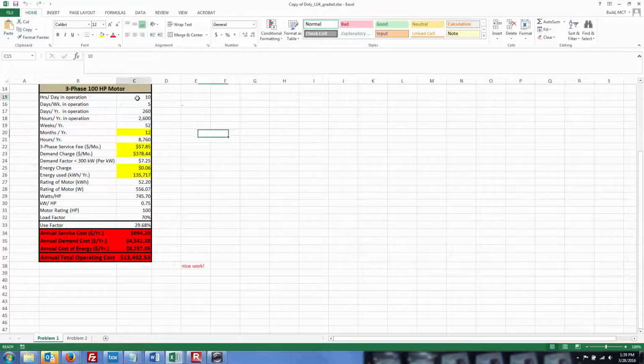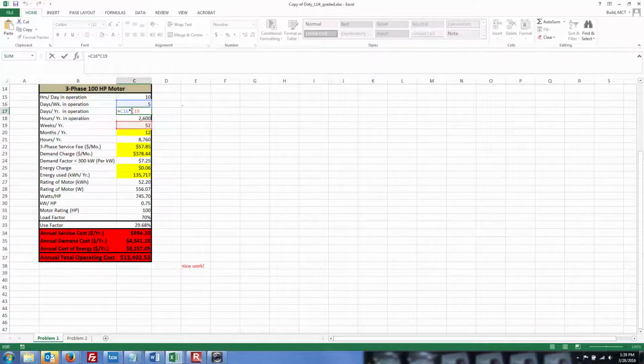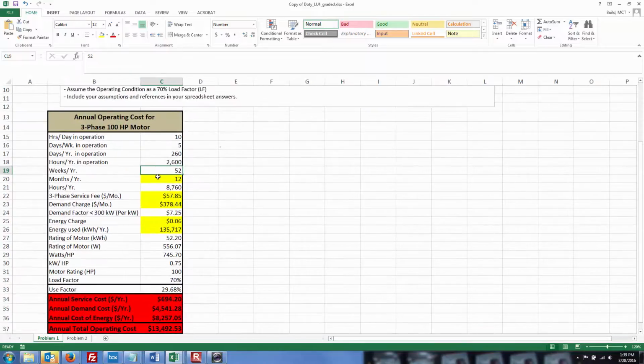So the 3-phase 10 horsepower motor is going to run for 10 hours a day. It's going to run for 5 hours a week. That's how many hours per year. Weeks per year. I think so. That might actually be 50. But anyway, that's how you get to that number. Hours per year. No problem. Let me make this a little bit bigger. Okay, it's going to run for 12 months per year. That's how many hours per year.